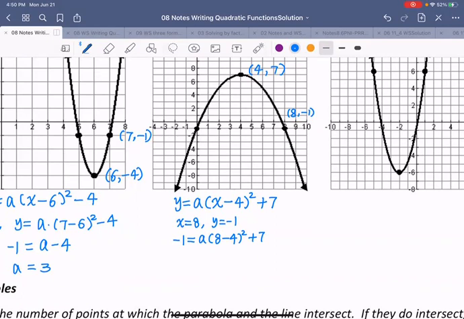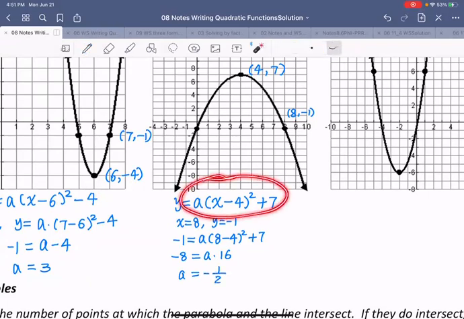Can we add 7 to both sides? Yeah. The left becomes -8. a times (4) squared, 4 squared equals 16. a equals -1/2. Very good. Now go ahead, tell me what this function becomes.